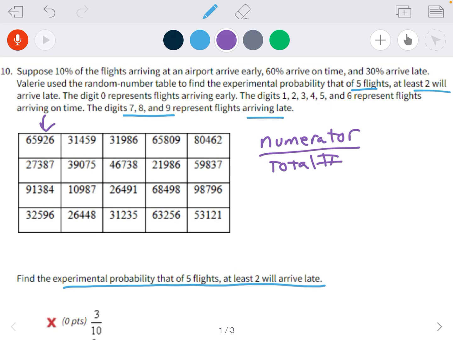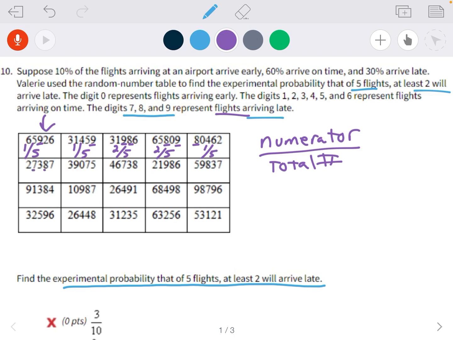So in this one we have 1, 9. So that's 1 out of 5 arrive late, because 7, 8, and 9 represents flights arriving late. These are all out of 5 scenarios. So we find, again, we have a 9 here, so that's 1/5. We've got a 9 and an 8. That's 2 out of 5. We've got an 8 and a 9. That's 2 out of 5. We've got an 8, so that's 1 out of 5. So each one of these, the denominator is always going to be 5 because there's 5 examples here.